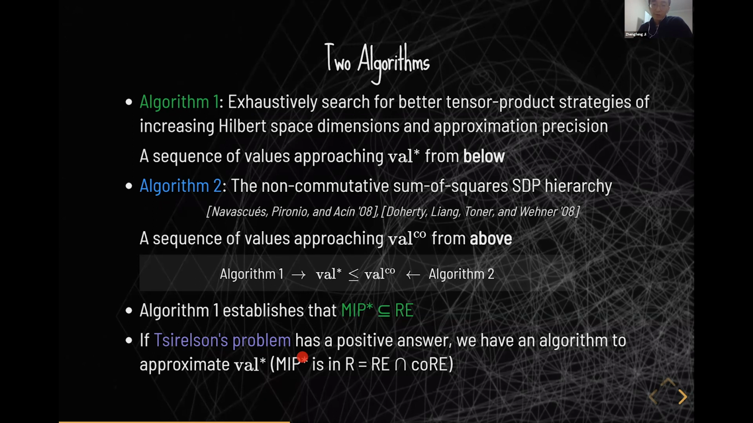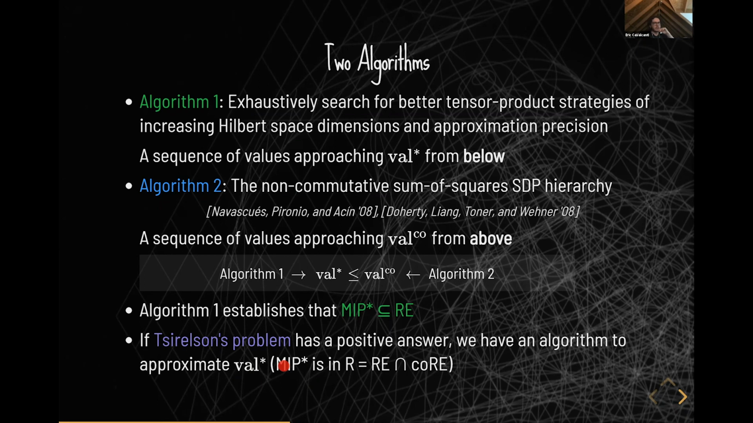So therefore, if you are able to approximate the value for any protocols, then you would be able to solve the problem that you start with, whether to decide whether it's in MIP star or not. Is that clear? No, it's not entirely clear, but that's okay.